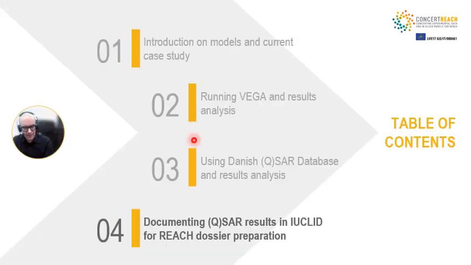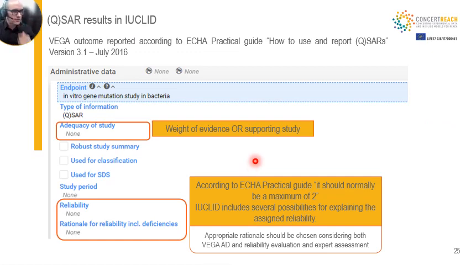Now, coming to the last part of this presentation, which is documenting QSAR results in Euclid for REACH dossier preparation. We will use as example the outcome of the VEGA model, and we will document it in Euclid according to the ECHA practical guide, How to Use and Report QSAR of July 2016. And we are using, of course, the web client of Euclid, which is now the official one.